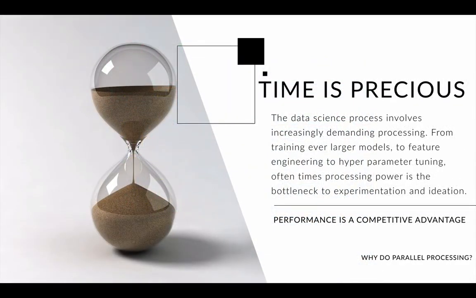Why do we care about parallel architectures and multiprocessing? Because time is precious. The data science process involves increasingly demanding processing. From training ever larger models to feature engineering to hyperparameter tuning, oftentimes processing power is the bottleneck to experimentation and ideation. Performance is a competitive advantage.